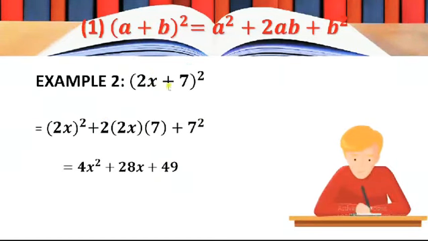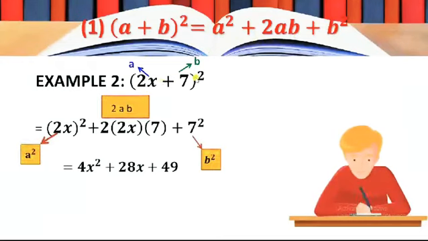The second example is (2x plus 7) whole square, so again 2x is a and 7 is b. It is (a plus b) whole square with a plus sign, so we use the first identity, a square plus 2ab plus b square. So we take the square of 2x, the square of 7, and the opening of the identity gives plus 2ab. In the next step there is a square on 2 and x, so we take the square of 2 and x as well, and we get 4x square, and simplifying the other terms we get 28x and 49.